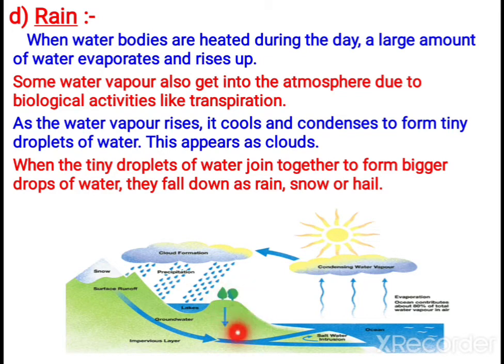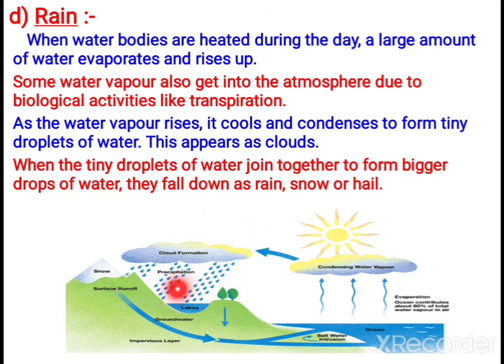That is one activity called biological activity, transpiration. Even your perspiration, the sweating, also results in the liberation of water vapor. Some of the water vapor goes up. When water vapor rises up, it cools down and condenses to form tiny droplets of water, and it appears as clouds.